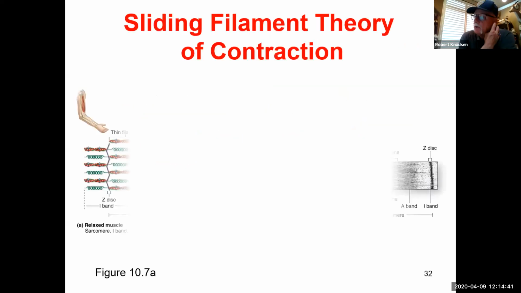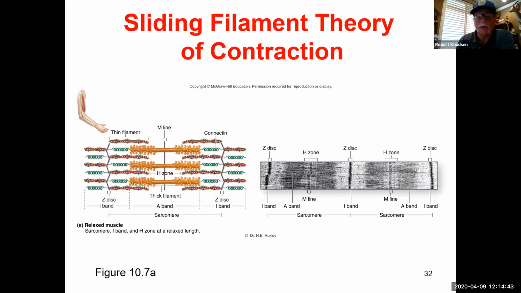Okay, now I'm going to show you a couple things. Here's a relaxed muscle. Okay, we've seen this. Where's my arrow? There it is. Okay, we've seen this picture before. Titin, actin, myosin. H goes from here to here. H zone. M line is in between. This is the I band.